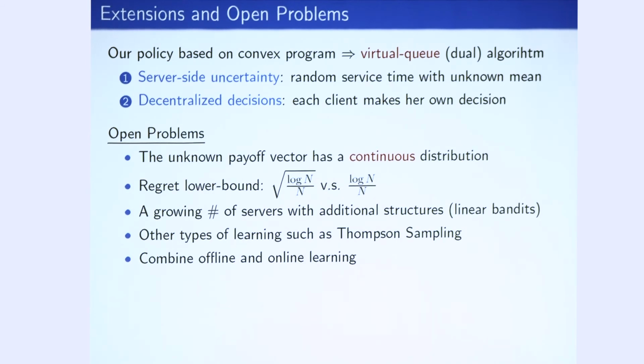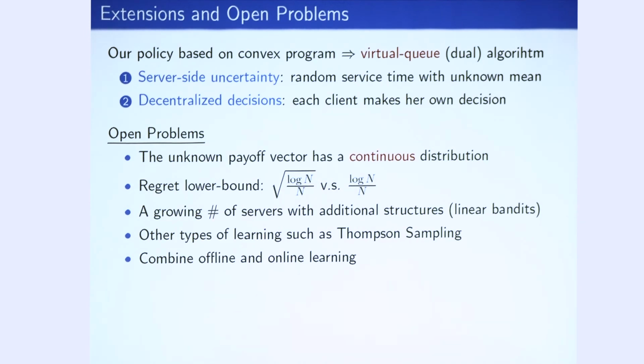Also, it will be interesting to look at this so-called instance-dependent setting where we assume the payoff vector is generated according to a fixed distribution beforehand. Then according to the multi-armed bandit literature, we can get a lower regret, log n over n. But how to achieve this in our setting is unclear.